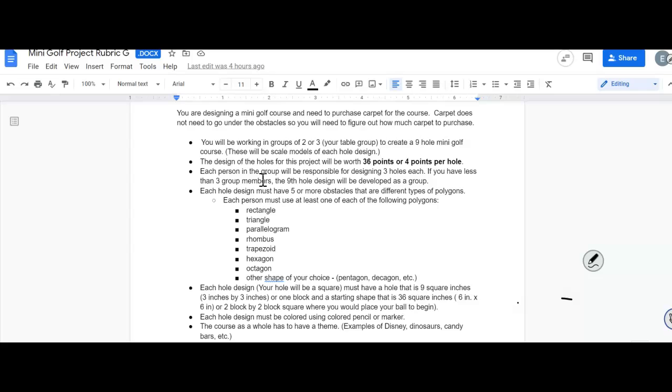Next bullet point. Each hole design must have an answer page filled out with all the work shown to solve the areas for the cost of the carpet. Each hole will need one of these papers. This is where you will show your work on how you find the areas of all your obstacles and of the actual hole in that course. And you'll find also how much it costs for the carpet on that hole. So everyone has to fill out one for each hole. So there'll be 9 per course.